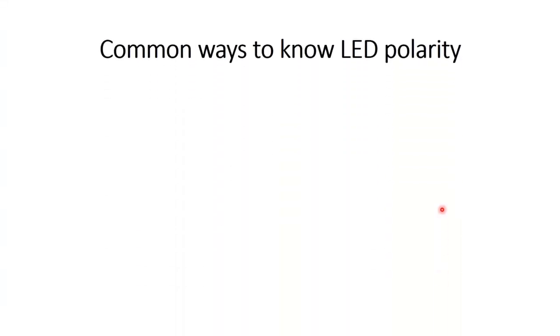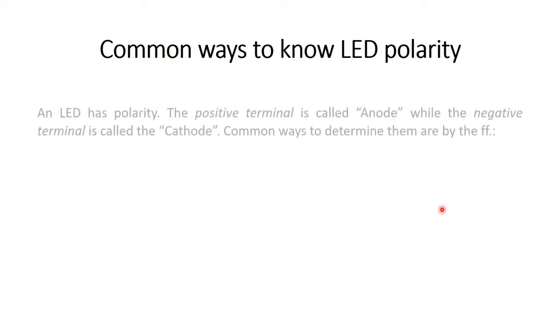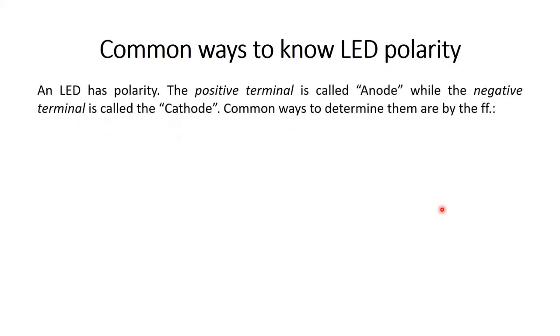So before we move further, these are the common ways to know the LED polarity. So an LED has a polarity, meaning it only conducts electricity in one direction. So the positive terminal is called the anode, while the negative terminal is called the cathode. Common methods to determine them are the following.